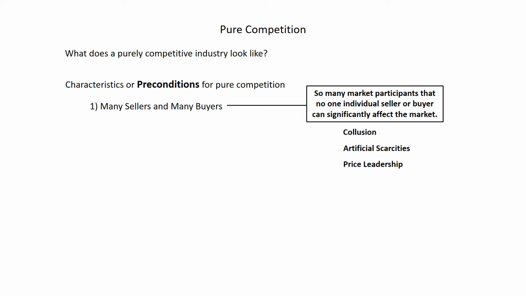A third problem, associated with the lack of this first precondition, many buyers and sellers, is the possible emergence of a price leader. A price leader is a firm that is able to dictate to the other firms in the industry the minimum price that they can charge. The price leader has this leverage because it has the deepest pockets.